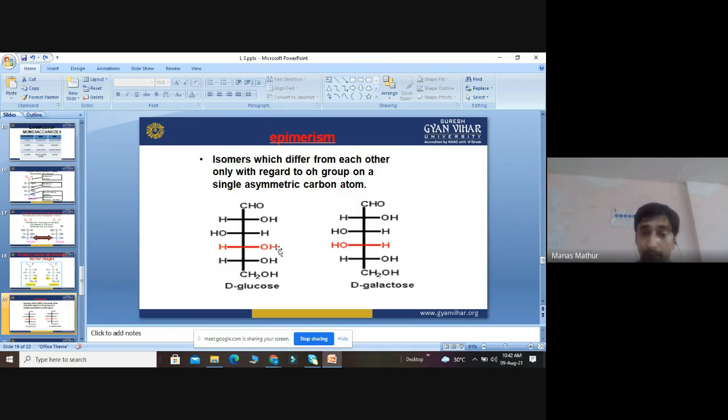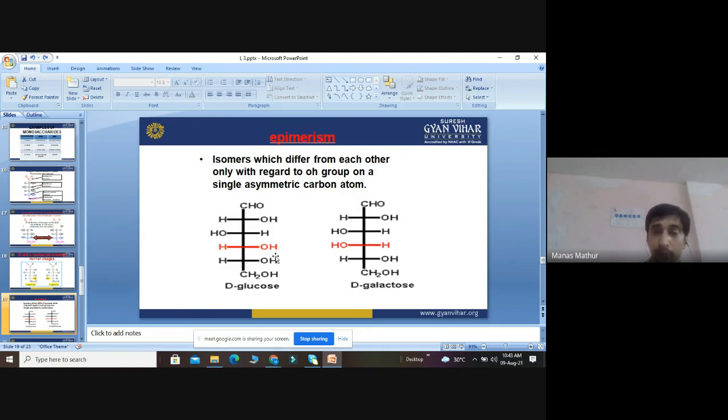So we call them D-glucose and D-galactose. We can say that D-glucose and D-galactose are epimers of each other on carbon number 4. Clear? So easily we can identify that carbons 1, 2, 3, 5, 6 are all the same. But at the fourth position, the direction of OH is changed.